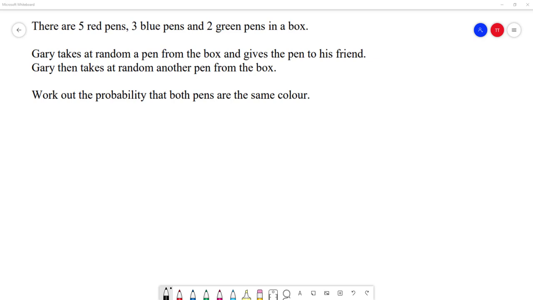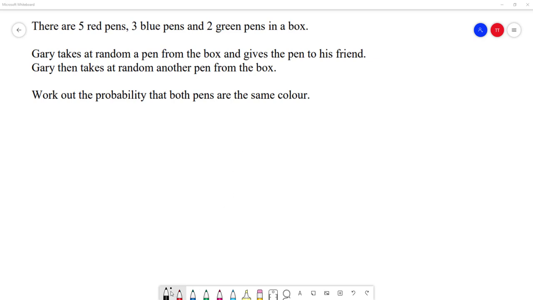Okay, welcome back. This question says there are 5 red pens, 3 blue pens, and 2 green pens in a box. Gary takes at random a pen from the box and gives his pen to his friend. Gary then takes at random another pen from the box. Work out the probability that both pens are the same color. Here's another example of conditional probability. He's given the pen to his friend, therefore the number of selections goes down by 1.